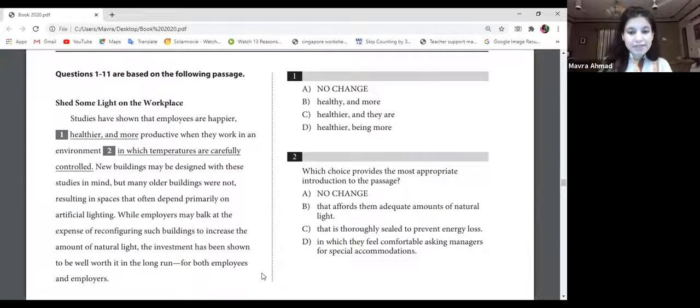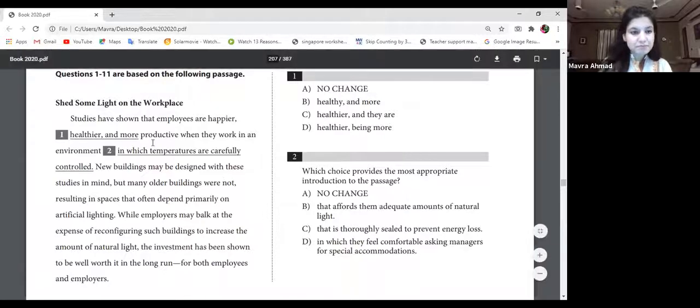Okay, so let's just read them out. Studies have shown that employees are happier, healthier, and more productive when they work in an environment in which temperatures are carefully controlled. अब यहाँ पर question number 1 जो है हम उसको जल्दी से कर लेते हैं before we read out the rest of the passage, because sentence number 1, question number 1 is from the sentence that's given in the passage right in the beginning.